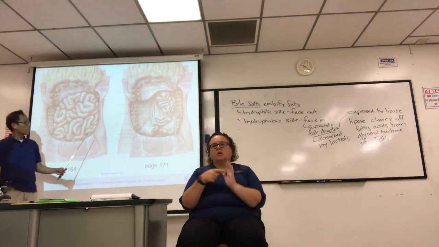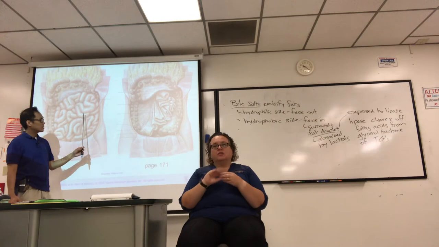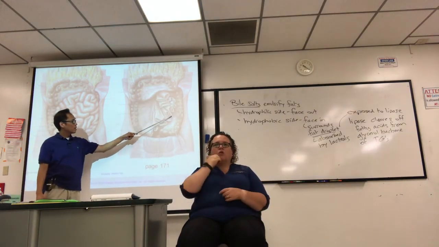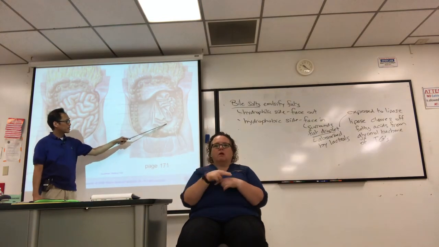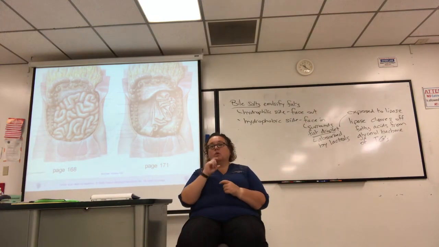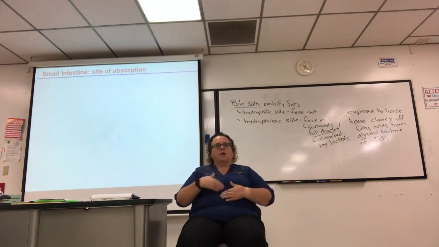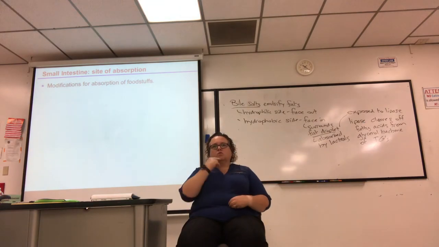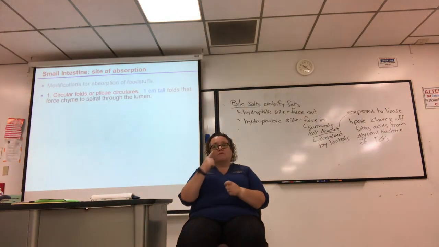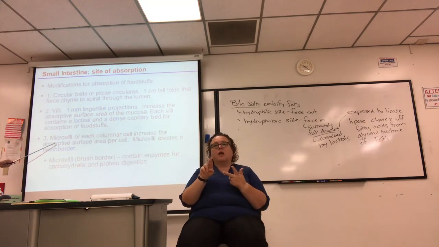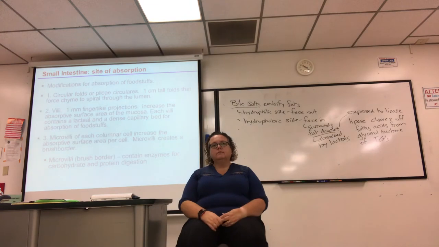So I showed you this picture earlier. I said it's like you gather a python in a cloth bag and gather it up; you would cut off the small intestine at the cloth bag, or at the mesentery. So it's held in place by the mesentery. The root of the mesentery is anchored to the back body wall. The main function of the intestines is that it is the main site of absorption. So we talk about the modifications for absorption of all the food stuff: the plicae, the villi, and the microvilli. Okay. So we should go through those.